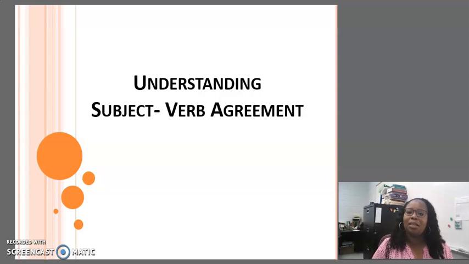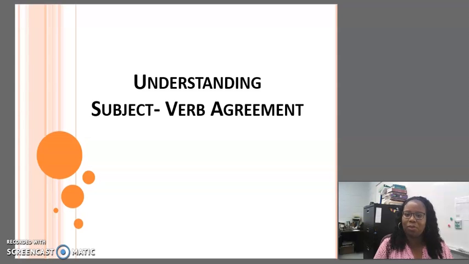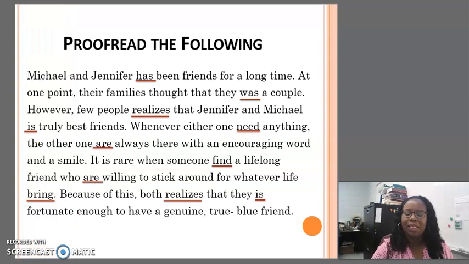Now, let's look at the example that's there on the PowerPoint just to kind of start our conversation about subject-verb agreement. If we look at this paragraph, obviously, when I read it, you'll hear that it pretty much sounds ridiculous. But Michael and Jennifer has been friends for a long time. At one point, their family thought that they was a couple. However, few people realizes that Jennifer and Michael is truly best friends. Whenever either one need anything, the other one are always there with an encouraging word and a smile.